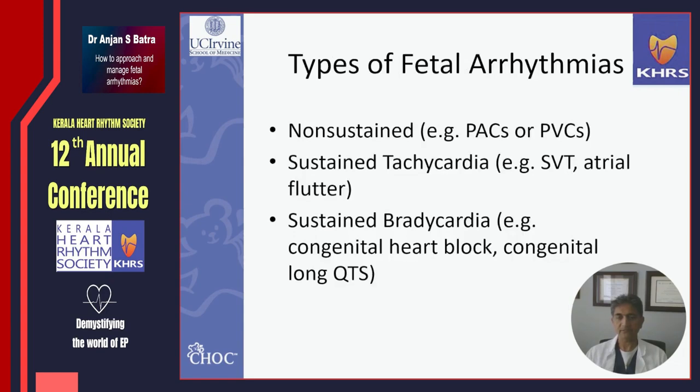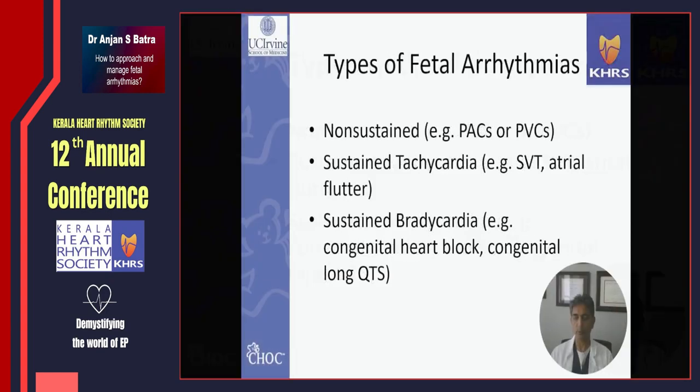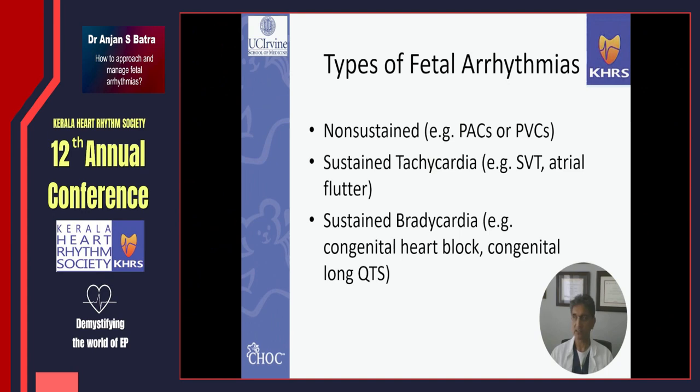The types of fetal arrhythmias can be broken down into three broad categories: non-sustained, such as PACs or premature ventricular contractions; sustained tachycardias, such as supraventricular tachycardia and atrial flutter; and sustained bradycardias, which would include congenital heart block and congenital long QT syndrome.